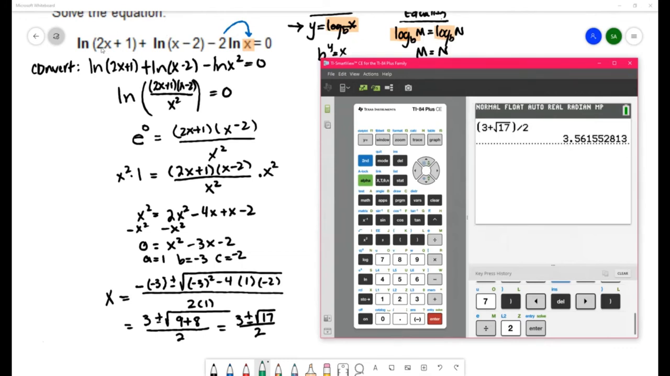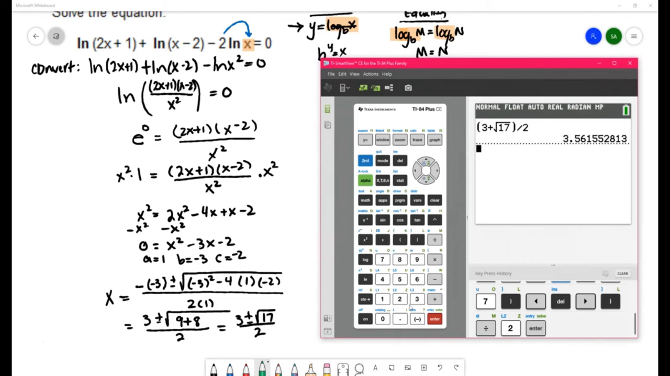And when I look at my logs, this first one, 2 times a positive number will be positive, plus a positive will still be positive. And this next one, 3.5 minus 2 will be positive, and this is just an x, so log of 3.5 is also positive. So this solution is good.